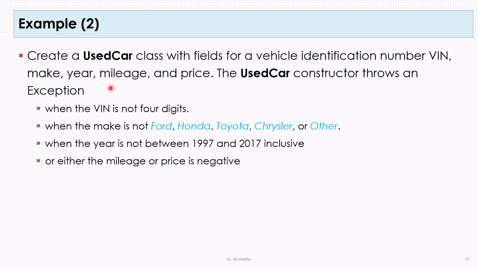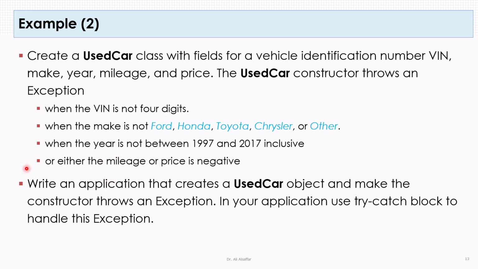One, we have thrown an exception and caught this exception in the same method, that was the main method. So let us read the question. It says create a used car class with fields for a vehicle identification number, VIN, make, year, mileage, and the price. The used car constructor will throw an exception in the following cases. When the VIN is not 4 digits, when the make is not Ford, Honda, Toyota, Chrysler, or other, when the year is not between 1997 and 2017 inclusive, or when either the mileage or price is negative.